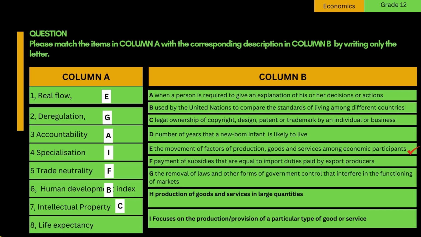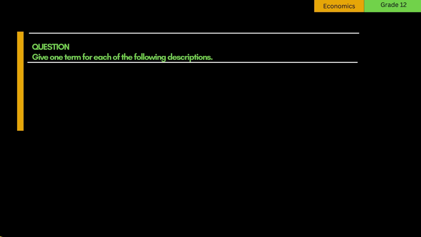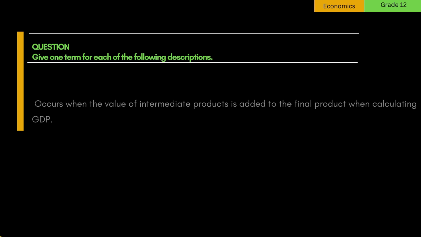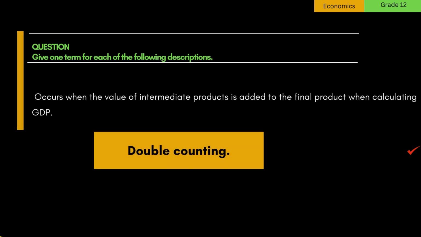8. Life expectancy. This refers to the number of years a newborn infant is likely to live. The correct answer is D. Question: give one term for each of the following descriptions. 1. Occurs when the value of intermediate products is added to the final product when calculating GDP. The correct term is double counting.